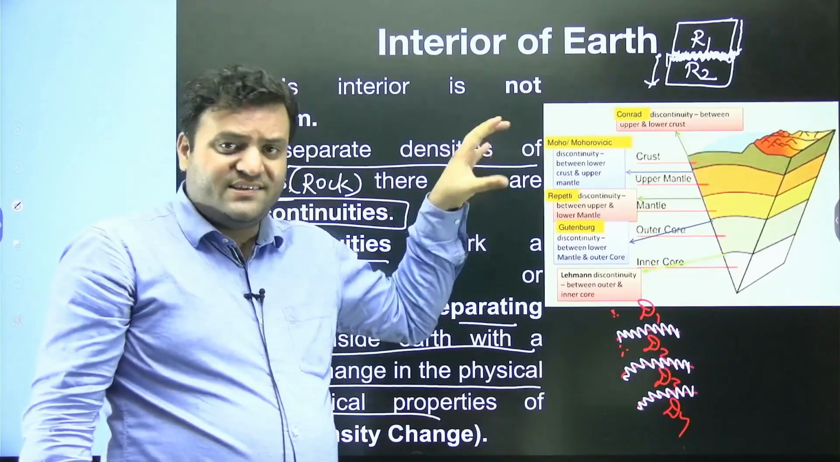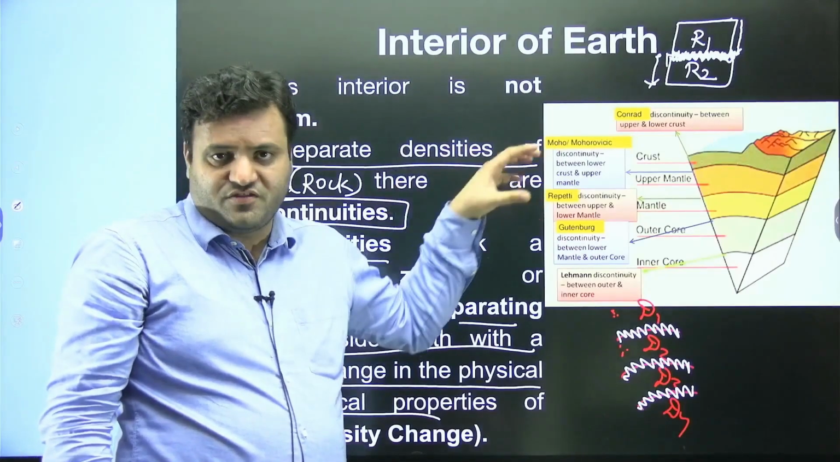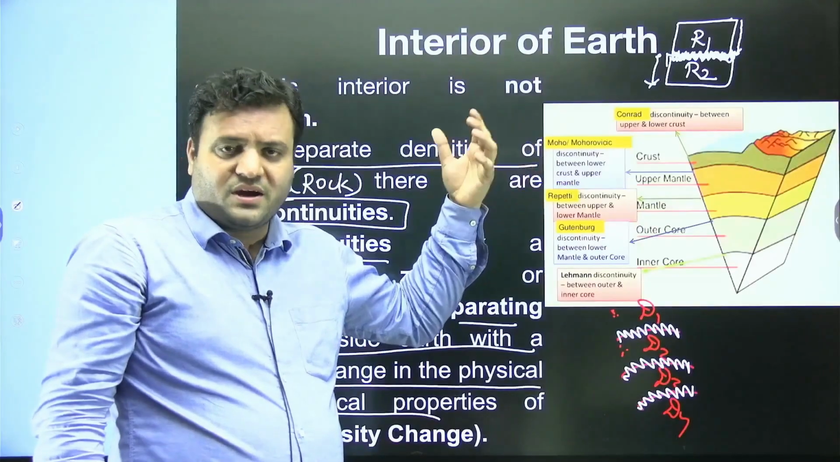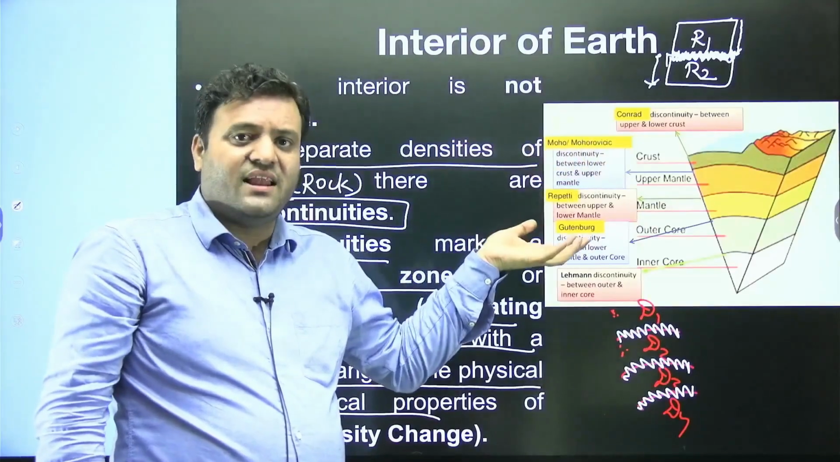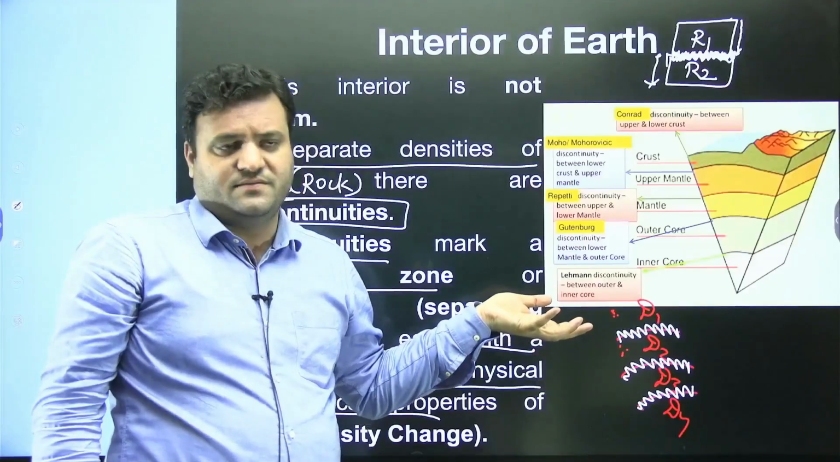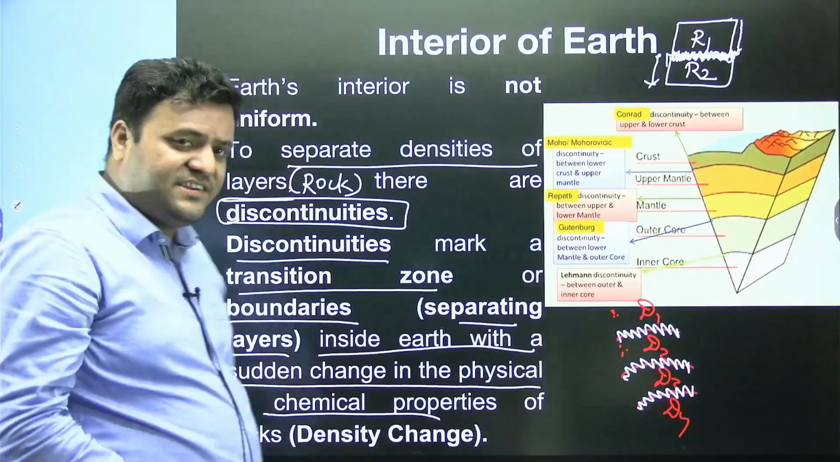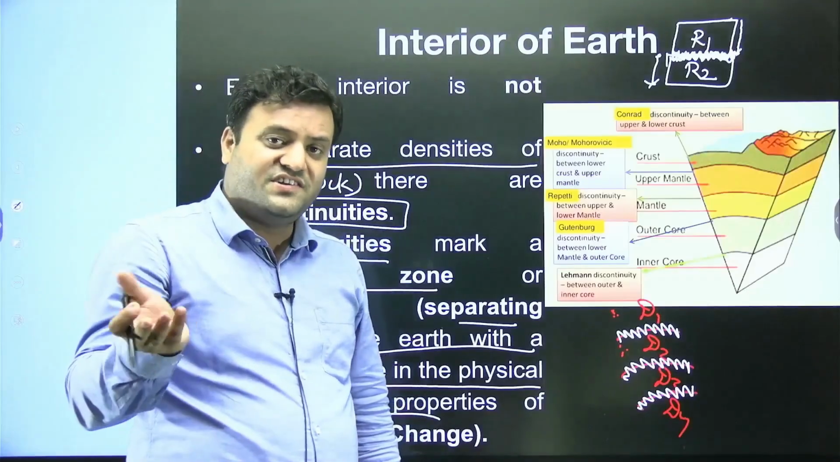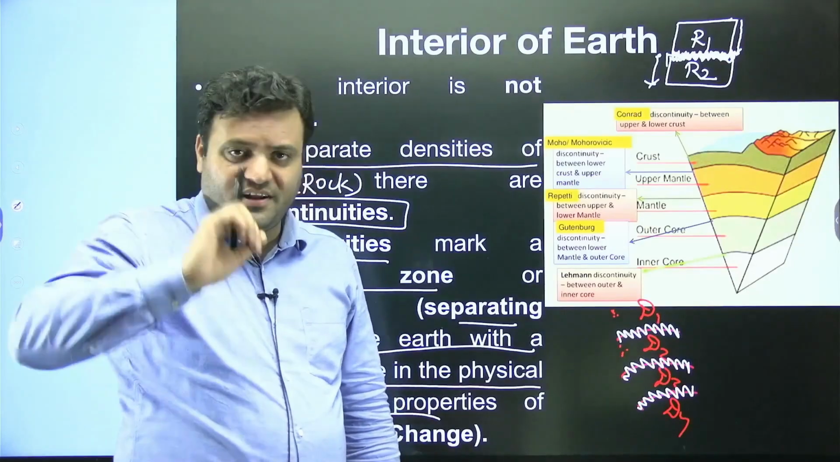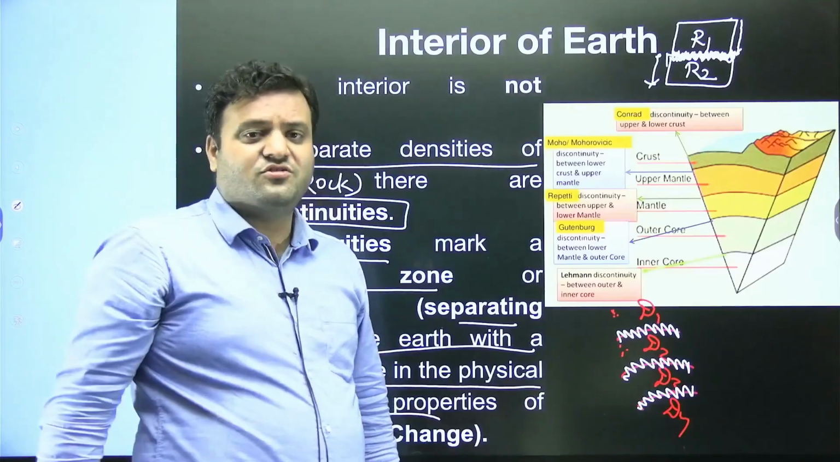Okay, based on density, we have a categorization of crust, mantle and core. I hope you remember the crust will have a lower density, mantle will have more and core will have a higher density. So based on this particular aspect, the density is changing, and it is changing all of a sudden. So to mark that transition zone, we have discontinuity.